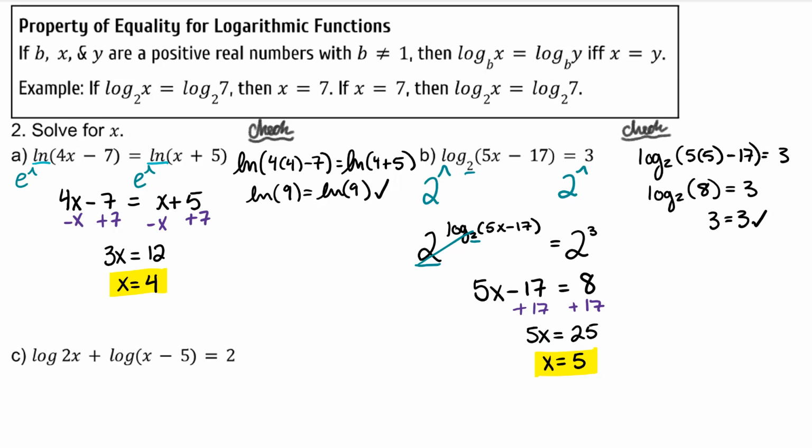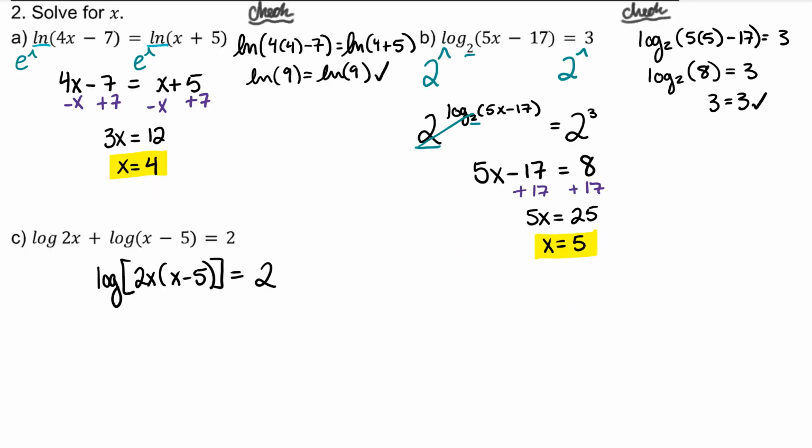So if I have log of 2x plus log of x minus 5, the sum of 2 logs is the same as log of the product of those arguments. Now the entire left side has been condensed to a single logarithm. Use the inverse operation of log base 10 to write the log's argument without the log. We do that by exponentiating both sides of the equation with a base of 10.